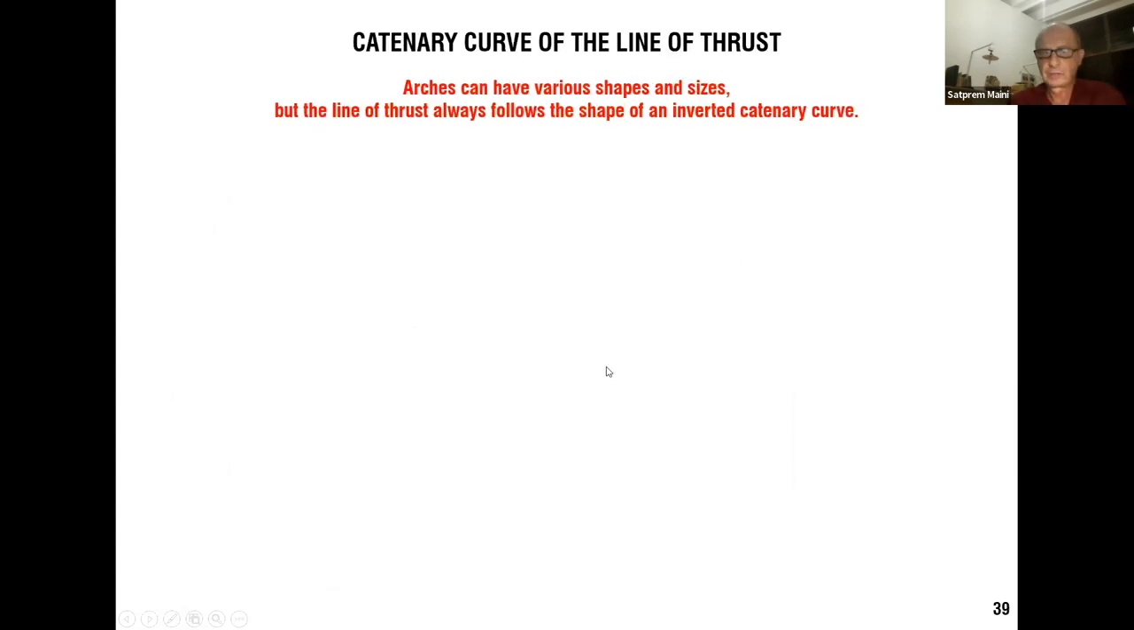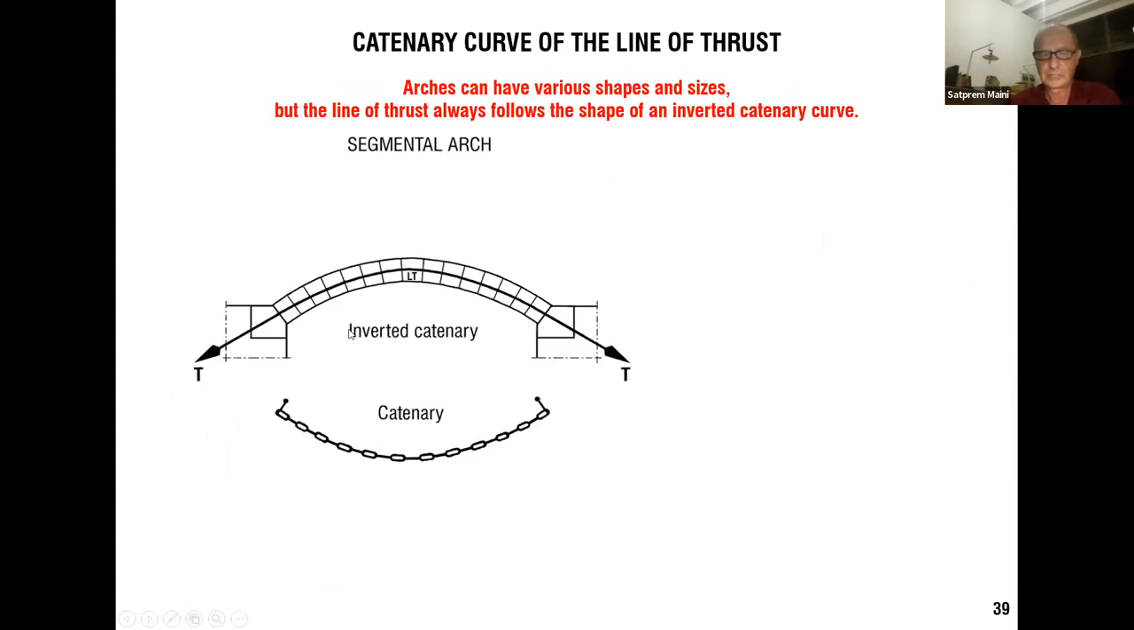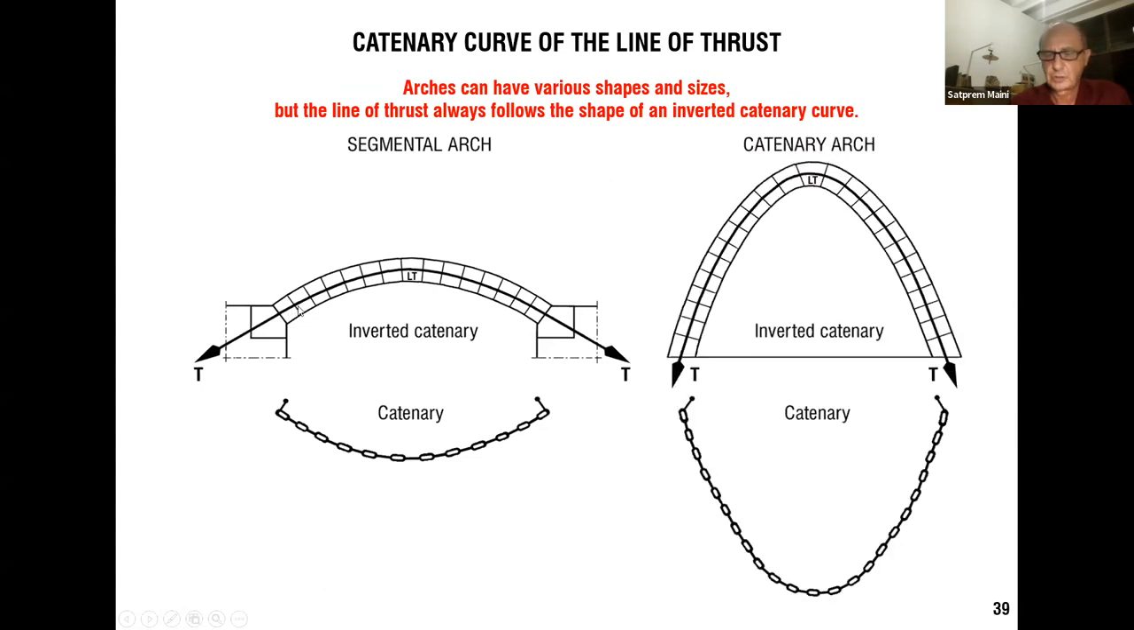So arches can have various shapes and sizes, but the line of thrust will always follow the shape of an inverted catenary curve. So we have seen that you have the case. This is a segmental arch. The line of thrust is represented by this chain. That means the chain takes always the shape of a catenary, which is this one. And you have a higher inverted curve like this one. You hang a chain which is longer.